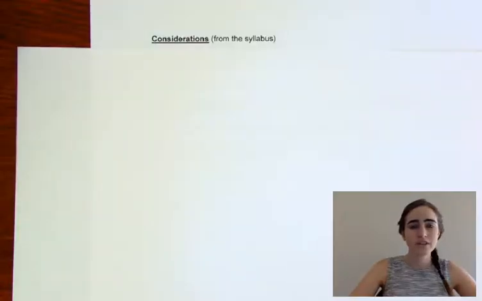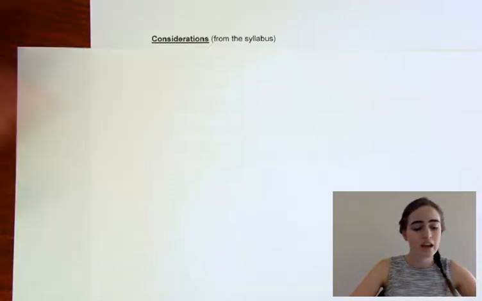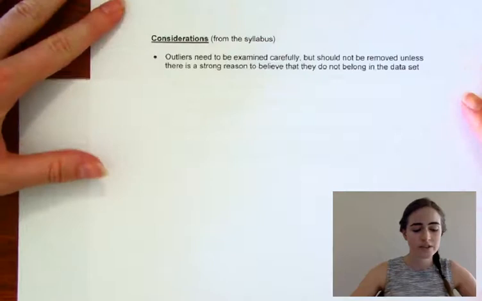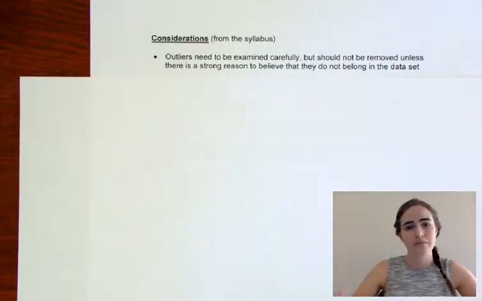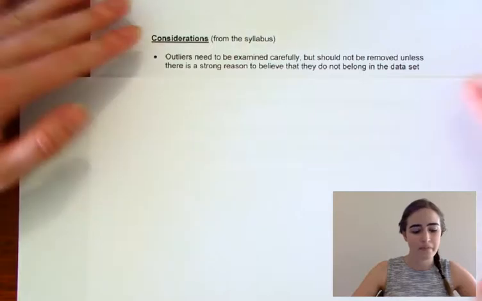There are a few things that we need to think about when we're looking at scatter plots and lines of best fit, and these come straight from the considerations in your syllabus. The first one is that if there are any outliers in our scatter plot, we need to look at them really carefully, but we don't just dismiss them or ignore them unless there's a really strong reason to believe that they shouldn't be there. So if we're certain that the measurement's been taken wrong, for example a person with a height of say 3 centimetres, we're sure that's wrong and we can dismiss it. But other than that, leave them in there.